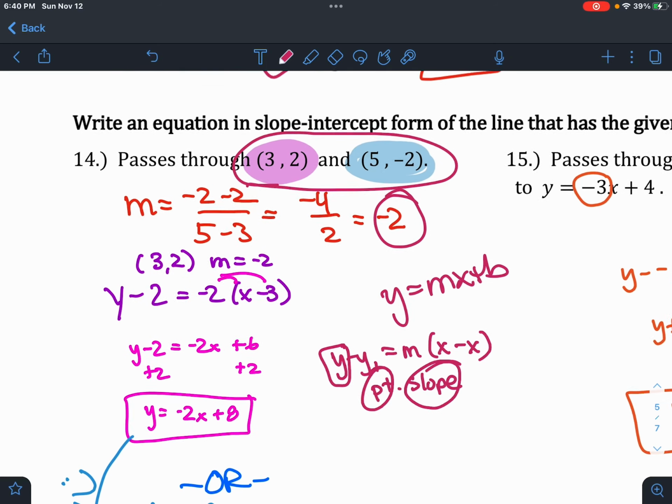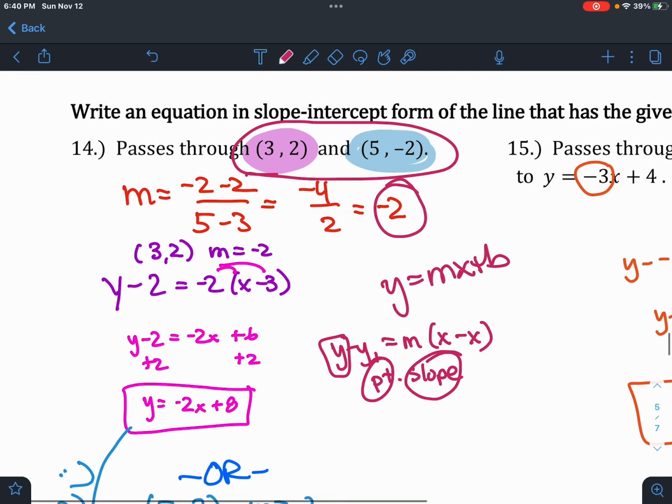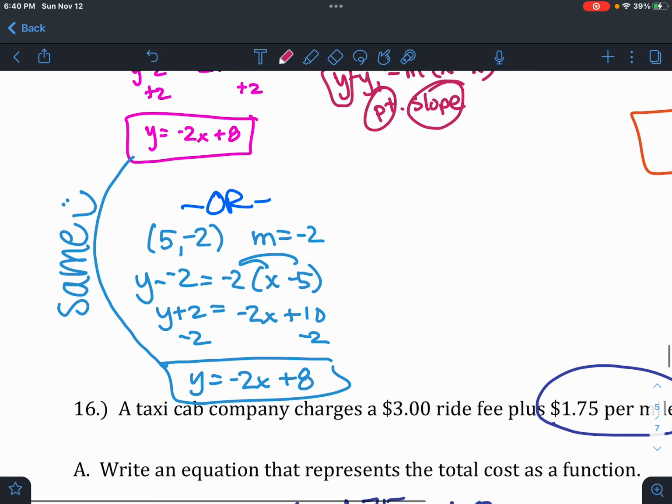If I chose to use the second point of (5, -2), I did that down here for you, you can see that it's still the same equation, because it has to be, because these 2 points are on the same line.